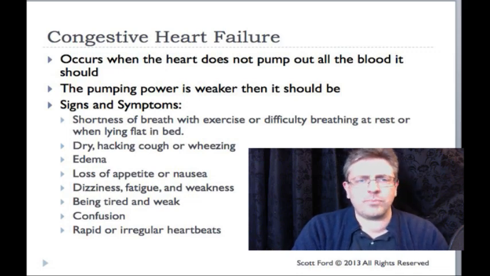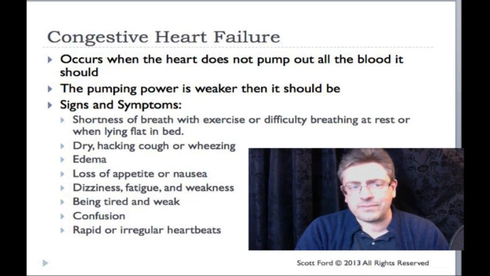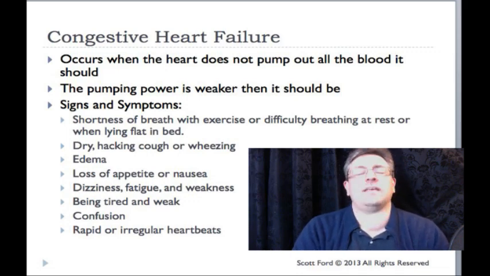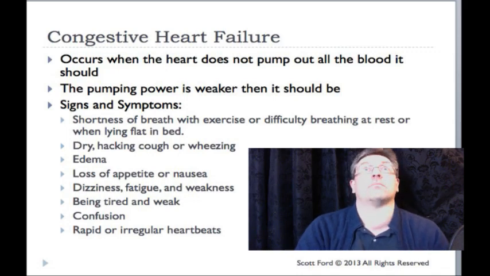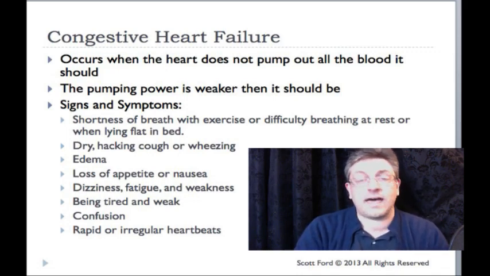Edema, this is a building up of fluid, so their legs might get filled up with fluids. It might be pitting edema where you push in and it leaves a mark. Loss of appetite or nausea, dizziness, fatigue, or weakness. If they sit up too quickly, they can have issues and plop back down. They can tire very easily. They get weakness very easily. It can cause confusion, and it can cause regular or rapid heart rates.